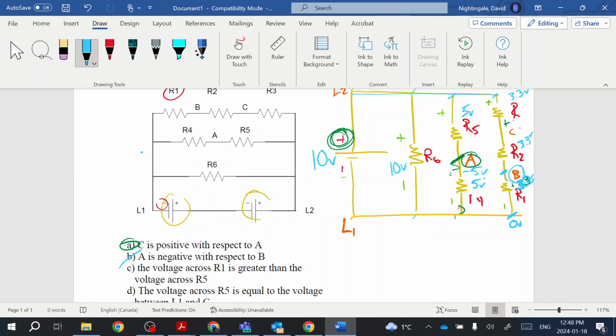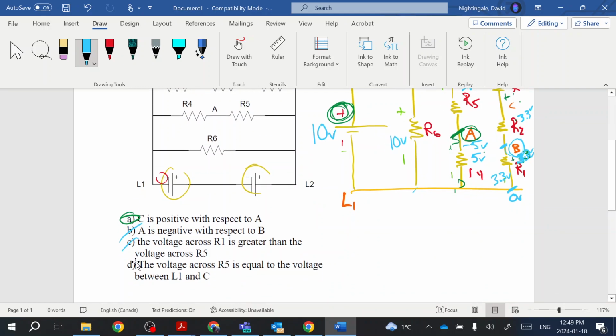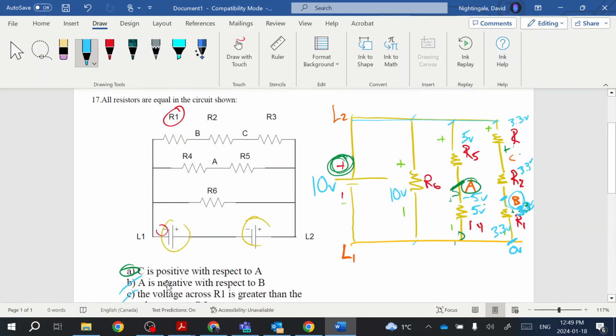Now, the voltage across R1 is greater than the voltage across R5. Well, let's take a look at that. The voltage across R1 we know is 3.3 volts with our arbitrary voltage. And it's not going to matter if we change the value of that voltage, it's going to change proportionally throughout the circuit with each of those resistors because they're the same value, they're not changing. And the voltage across R5 is 5 volts. So C is incorrect.